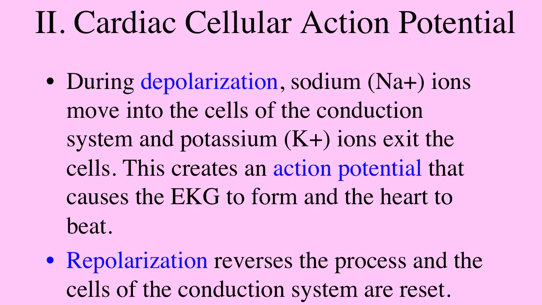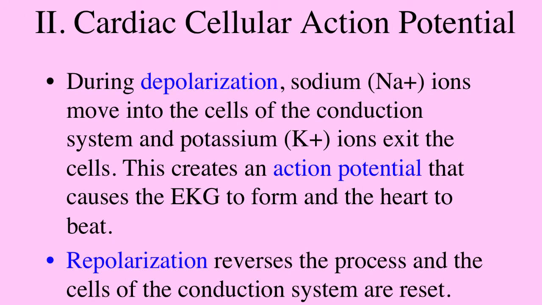These cells, after they have contracted, will have to reset, and this is called repolarization, and this reverses the whole process. So you have potassium coming into the cells, and then sodium is going back out during the repolarization process. And so it's a reverse, and everything is reset for another heartbeat. And again, this is occurring in the conduction system and then eventually the myocardial cells for contraction. So that's a summary of the next slide.